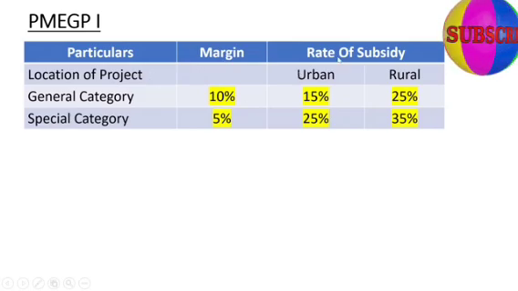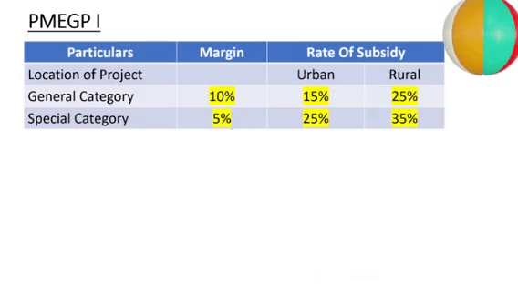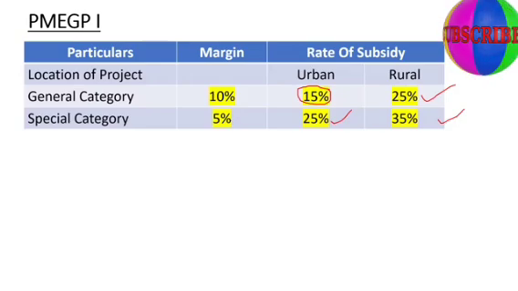What is the margin and what is the rate of subsidy? It depends on two things: one is location, second is category. If it is general category and location is urban, the subsidy will be 15%. General category, rural area, they will get 25%. Special category in urban area they will get 25%. Special category in rural area they will get 35%.